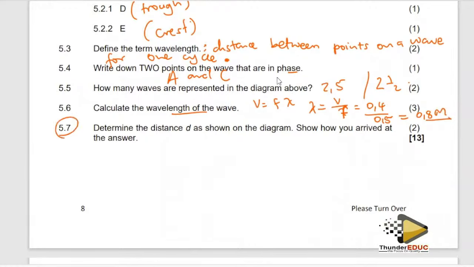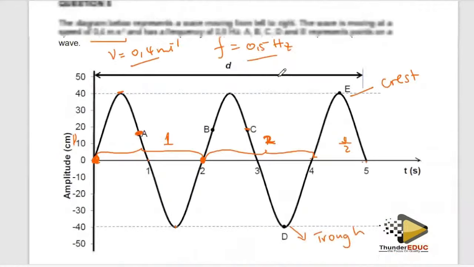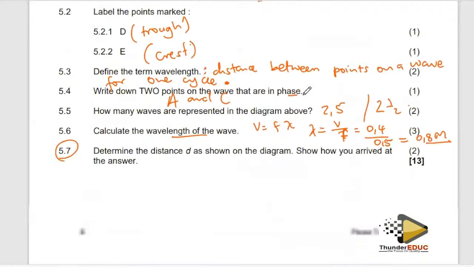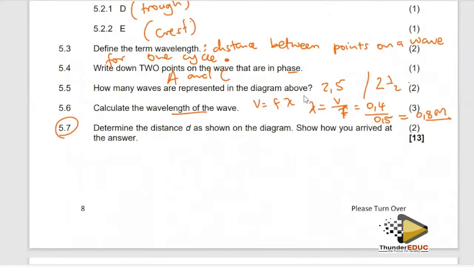Then 5.7, determine the distance D as shown in the diagram. In other words, the distance from the start up to the end. If this distance is 1 wave, then 2 waves, and 2.5, but 1 wavelength is a representation of 0.8, then that's also 0.8, and then that's probably 0.4. So we want just that distance. What one can do is get the 0.8 times the number of waves, which is 2.5, and that gives you 2 meters.